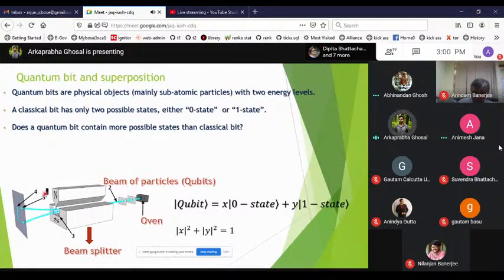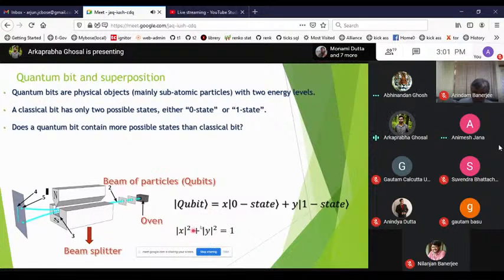This is the well-known Stern-Gerlach apparatus, where there is some oven and this blue line represents a beam of subatomic particles, for example a beam of electrons. This is collimated to a particular beam splitter. After passing through this beam splitter, we have 2 possible paths. The upward path represents the 0 state and the downward path represents the 1 state. Before entering the beam splitter, a general qubit state can be written as a linear superposition of 2 possible energy levels or 2 possible degrees of freedom, where x and y are arbitrary complex numbers which obey some kind of normalization condition.